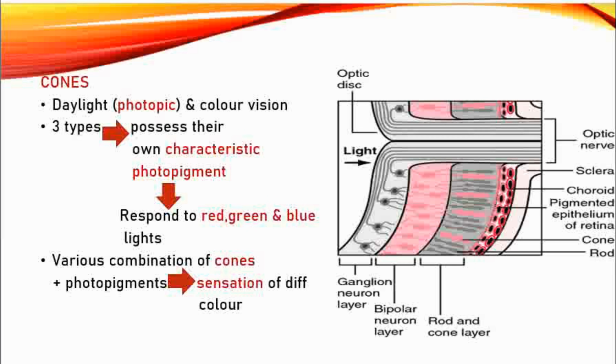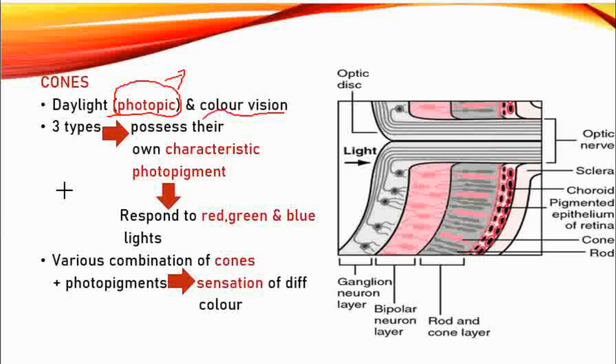Cones. Cones are one type of photoreceptor cell. What are they responsible for? Daylight, photopic or color vision, that is vision under illumination. We call it photopic. The daylight vision is called photopic vision. That is the function of the cone cell.